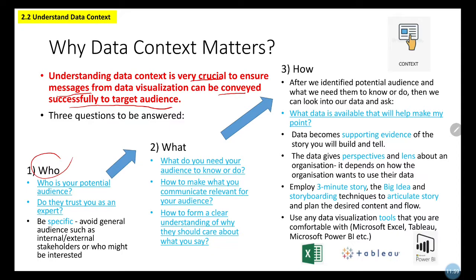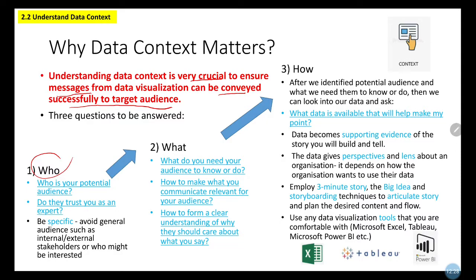probably suppliers of office equipment, or the ministry, or the government, or anyone from the public. So external means someone who doesn't belong to that particular organization, but somehow probably they have some connection with the information that you want to present.